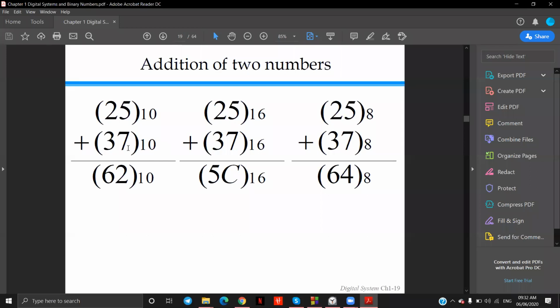If we add 7 plus 5, that means 12, so 2 and 1 in hand. Then 3 plus 2 is 5, and 5 plus 1 is equal to 6. But 25 can be a hexadecimal number also, and 37 also can be a hexadecimal number. This is also correct. But in the hexadecimal number system, what will be the result of the addition of 25 plus 37? 7 plus 5 is equal to 12 in the decimal number system.